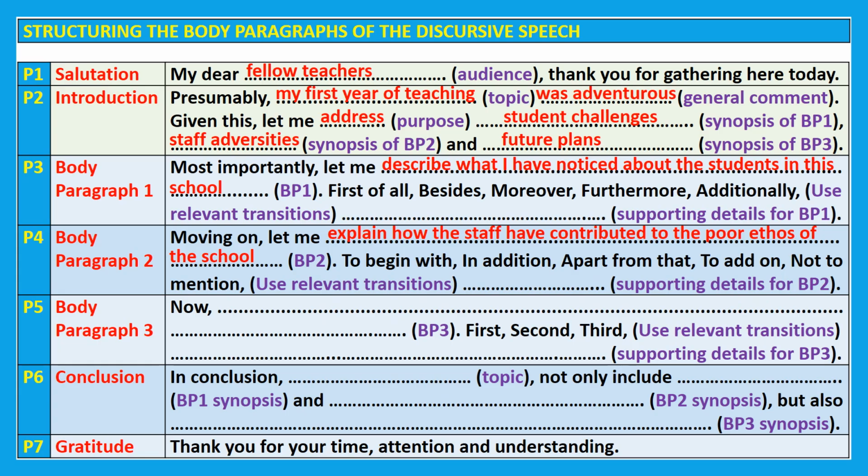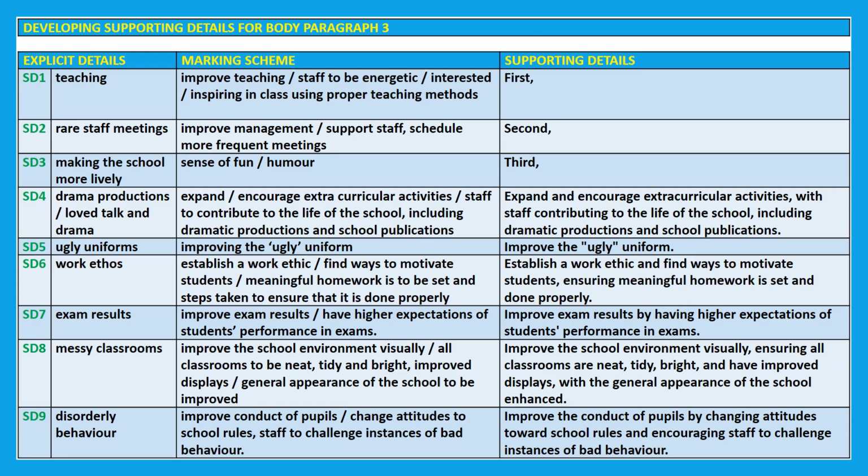Begin the third body paragraph with a paragraph starter and a topic sentence that refers to bullet point 3 to introduce supporting details. Ensure you use relevant transitions between each sentence. Now develop supporting details for body paragraph 3. Use clues from the explicit details and the marking scheme to develop your details. Follow the same process to develop the other details.